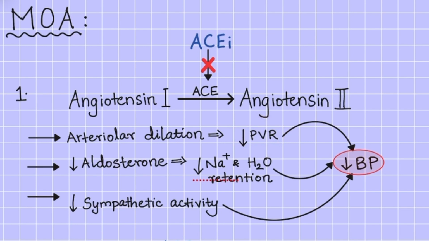Now, angiotensin 2 is responsible for the production of aldosterone. So, when angiotensin 2 decreases, aldosterone will also decrease. This will lead to decrease in sodium and water retention. That is, more sodium and water will be lost from the body. Now, when angiotensin 2 falls, sympathetic activity will also be decreased. All these 3 factors contribute to hypotension or fall in BP.